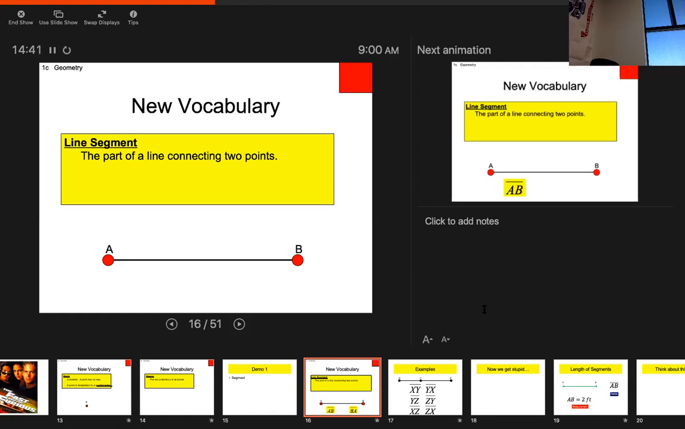A line segment is part of a line. It's not the line, but it's part of it, that connects 2 points. Two points define a line segment. 1 point defines an infinite number of line segments. Once again, how many segments can you draw through point B? Infinite. You never stop. You just keep drawing forever.